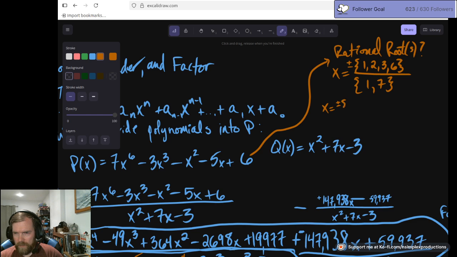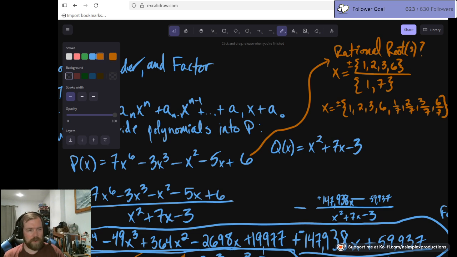But that means that we get plus or minus 1, 2, 3, 6, or 1/7, 2/7, 3/7, 6/7, and that's it. There can be no other rational zeros of that 6th degree polynomial.